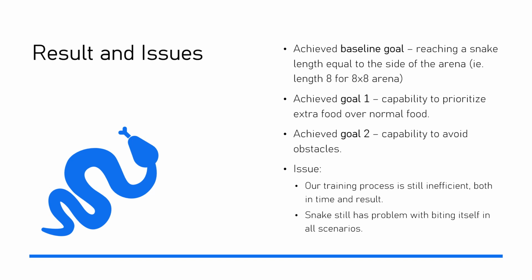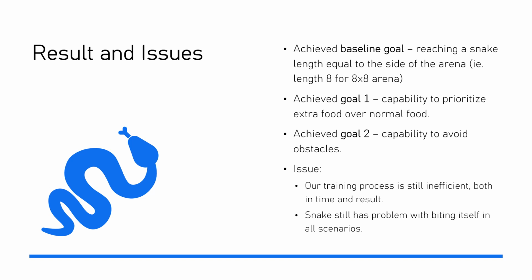In general, we have achieved our baseline goal, which is in the default scenario, our snake has a length equal to the side of the arena. In this case, length 8 for an 8x8 arena. The reason why we chose an 8x8 arena instead of larger is basically because a larger arena will take way too long to train, and the snake will take a long time before it manages to eat a food.